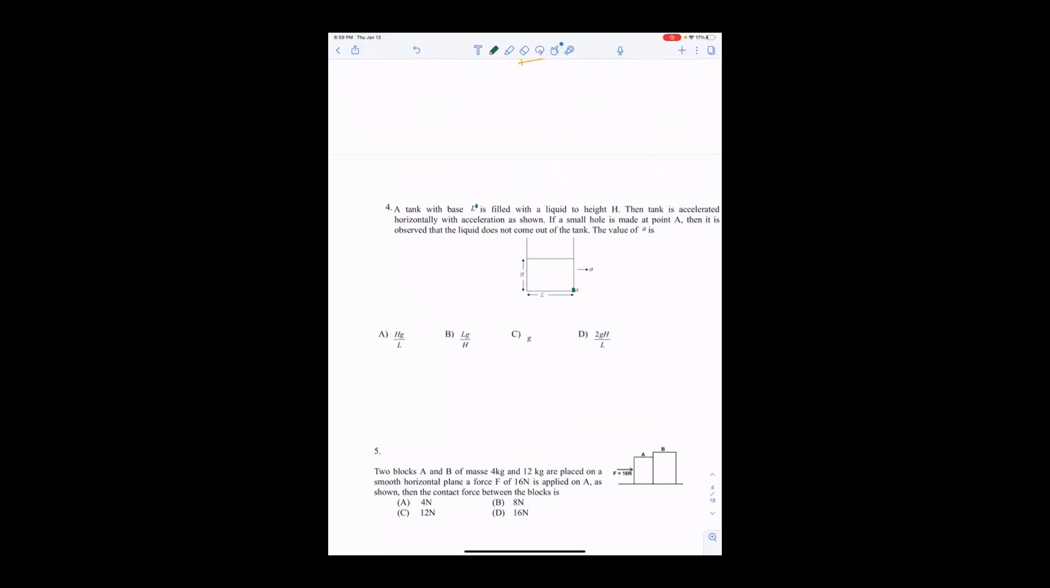So if it should not come out, what will happen? The liquid level, whatever this H is, this is also H. So the liquid should be something like this. Agreed? Then water won't come out. So the acceleration should be such that this liquid, whatever is here, will move here. You understood? It is like you have removed it and placed it there. So this is H. When this triangle comes, this is H.